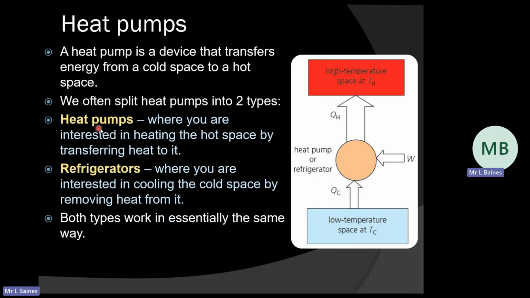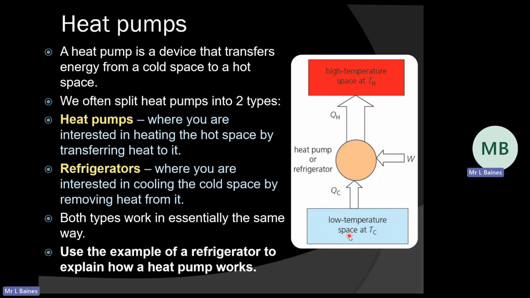The difference in language is that the focus of a heat pump is heating the hot space, whereas the focus of a refrigerator is cooling the cold space. That's the only difference between these two devices. Now, we're going to take the example of a refrigerator first, because I think this is the idea that people are most comfortable with or most familiar with.